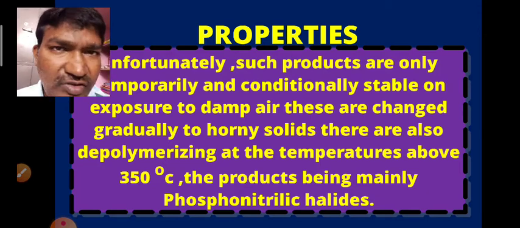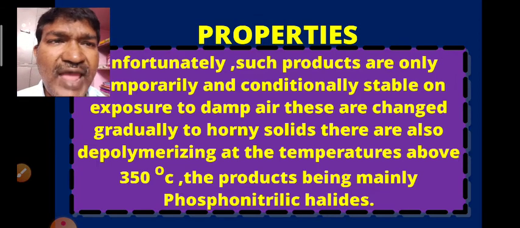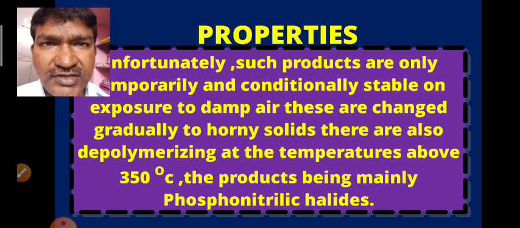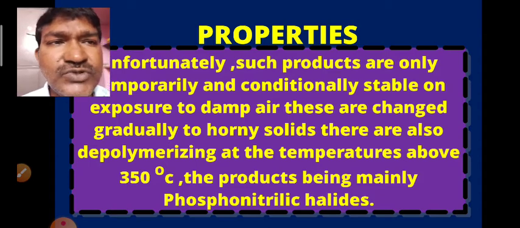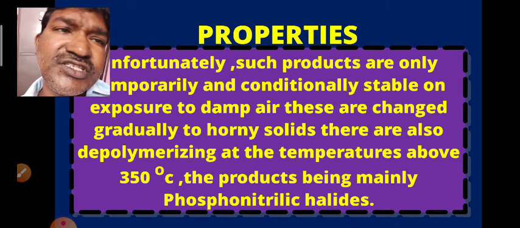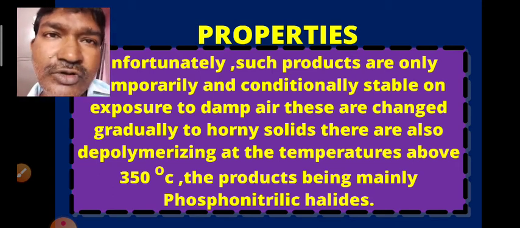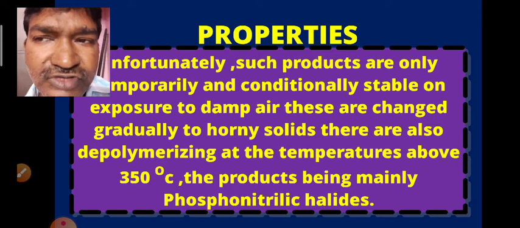So whenever this elastomer is exposed to the damp air, means air that contains somewhat water in it, what happens? These phosphogens gradually change into the horny solids. That means they become rigid. So they lose the elastic property, and we can't use them properly.